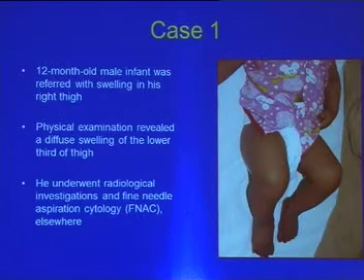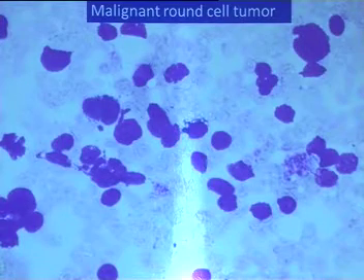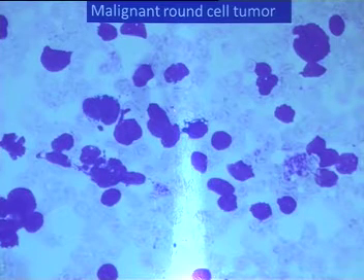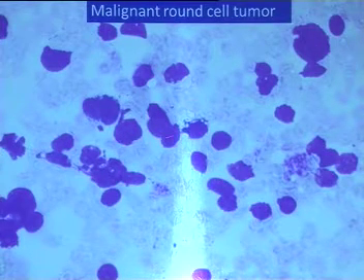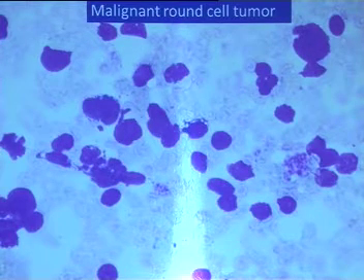This was a 12-month-old infant who was referred with a swelling in the right thigh, and physical examination revealed a diffuse swelling. He underwent an FNAC, and this is how the radiograph looked. The bone was distorted, and there was some sclerosis and lytic areas. And this is how the histology looked. We had these very obviously malignant round cells, but in addition we could see this pigment in the FNAC itself.